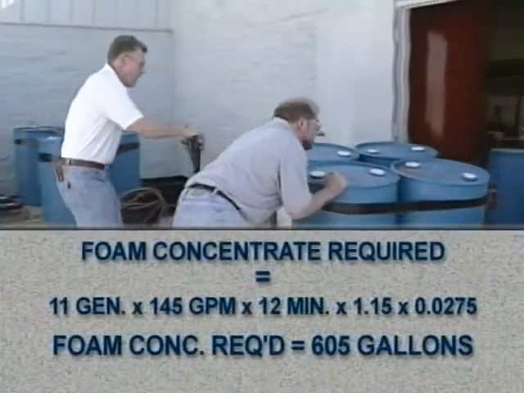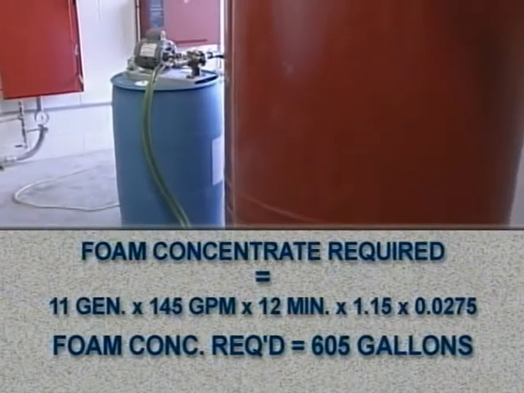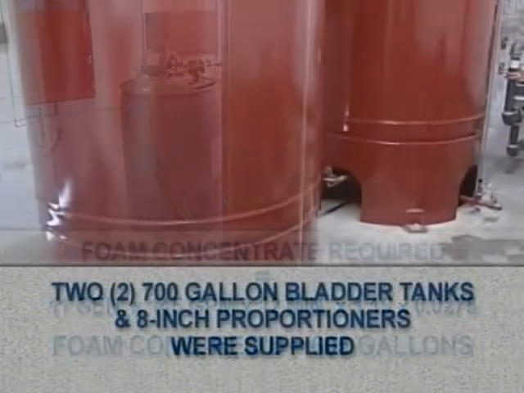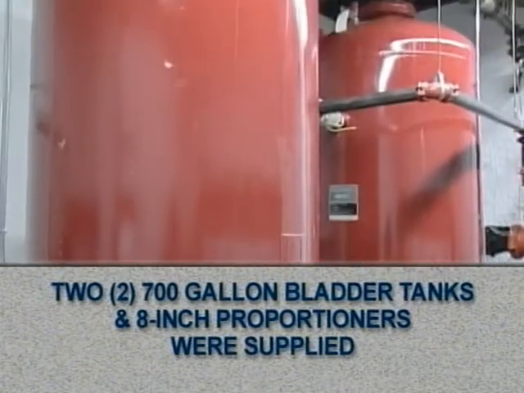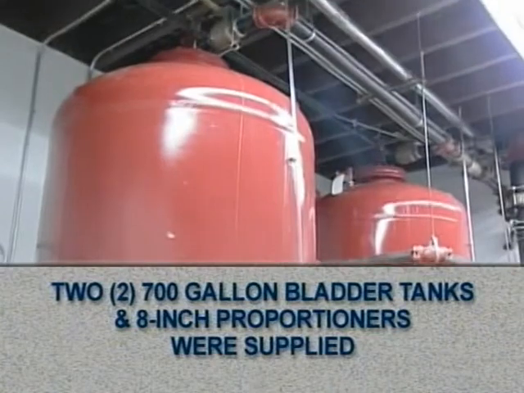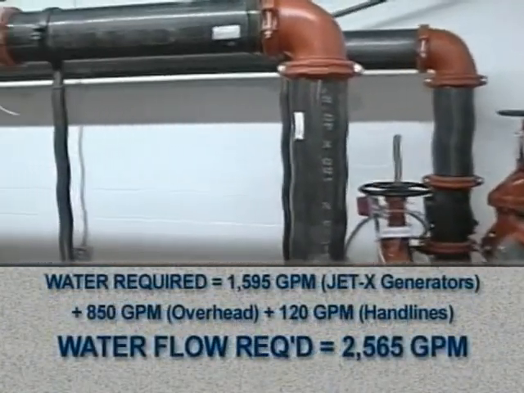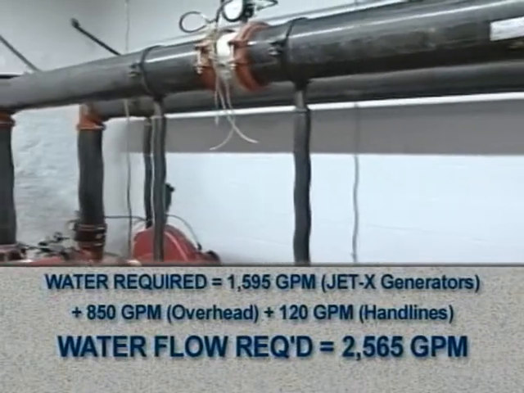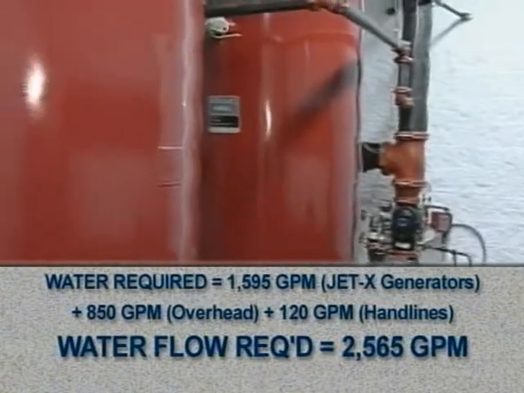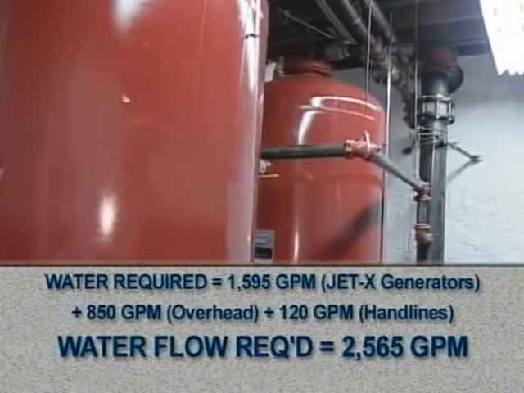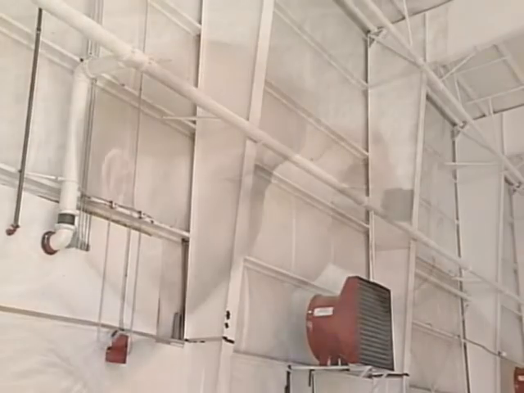The total foam concentrate required to supply 11 generators for 12 minutes was 605 gallons per system. With the requirement for a reserve system, 2 700-gallon bladder tanks with 8-inch proportioners were supplied. The total water requirement for the generators, overhead water sprinklers, and the handline nozzles totaled 2,565 gallons per minute. In comparison, a low-expansion foam system would have required approximately 6,840 gallons per minute.